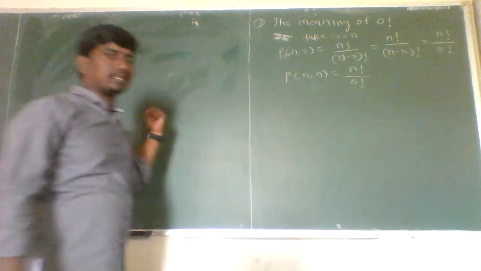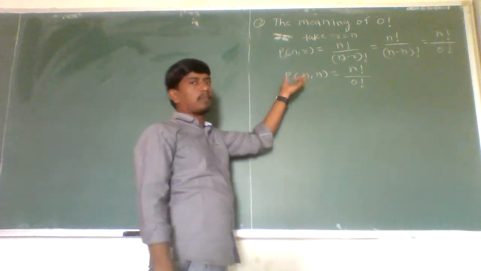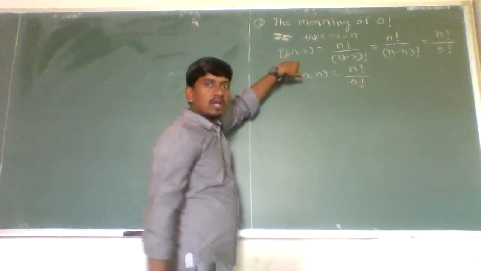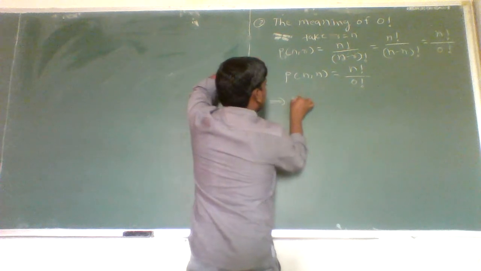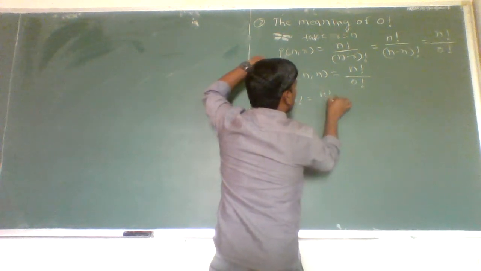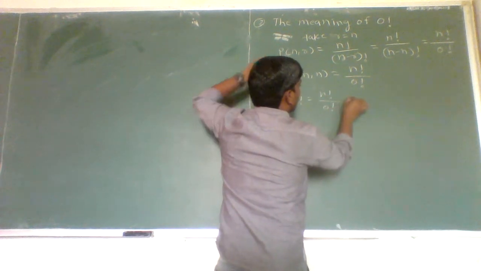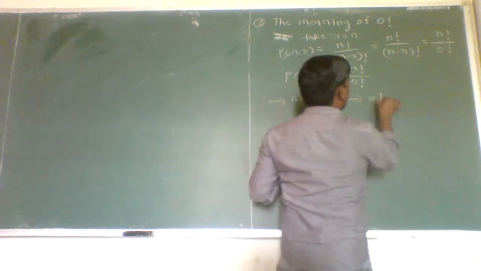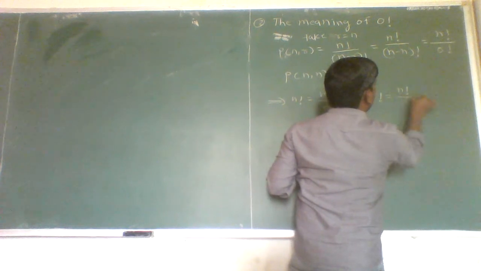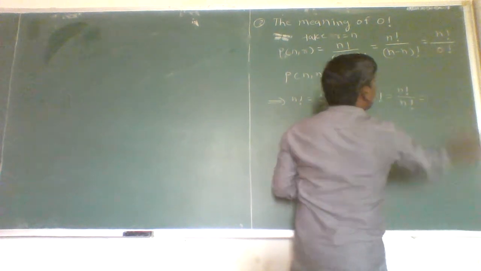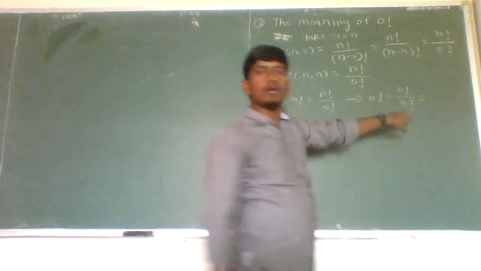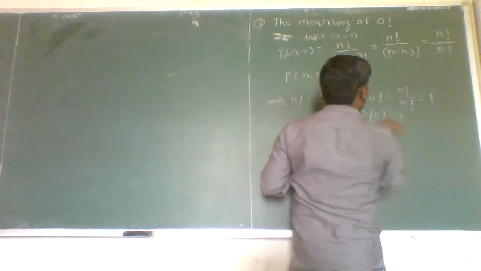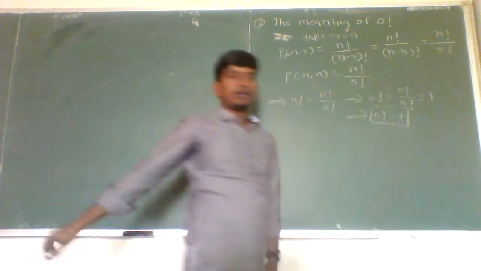But in the previous result, we have seen nPn, that is the number of permutations of n different things by taking all n at a time, is nothing but n factorial. Which implies n factorial is equal to n factorial upon 0 factorial. So 0 factorial is equal to n factorial divided by n factorial, which is nothing but 1. So 0 factorial is equal to 1.